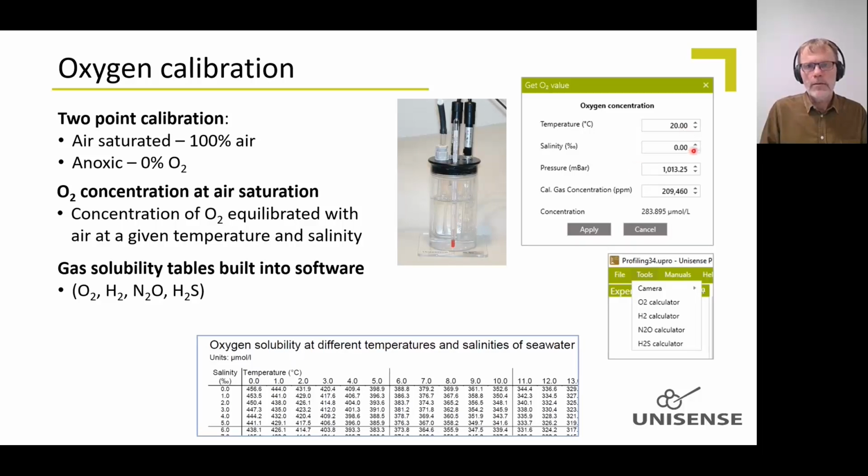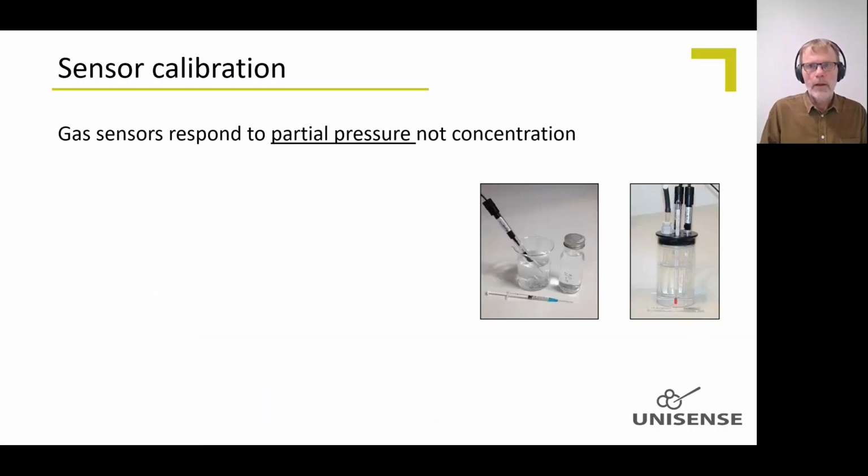You just enter that into the box here, the atmospheric pressure where you're working, and then the content of the gas in your calibration gas. So in air, that will be 20.946% oxygen. That's written in ppm here, and then you get the concentration in micromoles per liter. This can be done for oxygen, hydrogen, nitrous oxide, and sulfide gas.